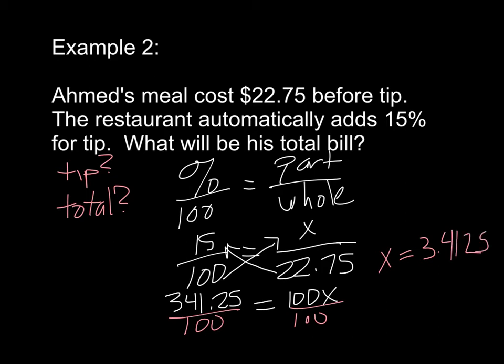3.4125. Now this puts us in an interesting situation. We're dealing with money, dollars and cents. That's only 2 decimal places. We've got 4 in our final answer. So we have to round to the nearest penny. 1 is in our pennies place. We look behind the 1. It's a 2. It's not going to change anything. So our tip will be $3.41.